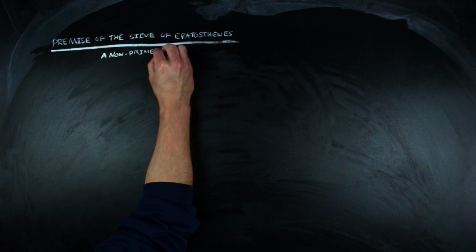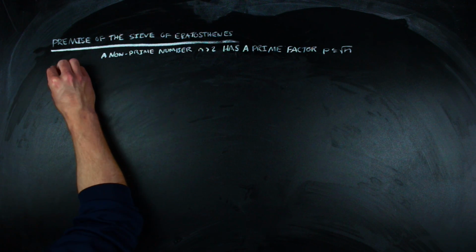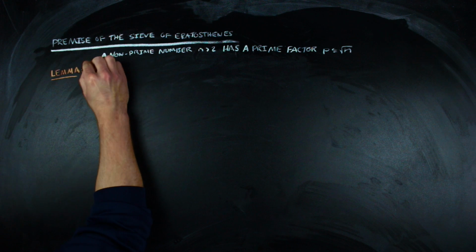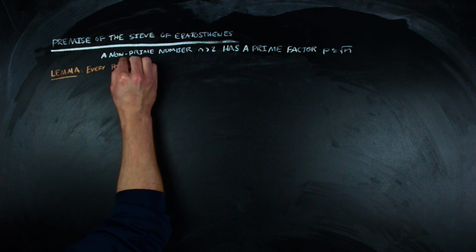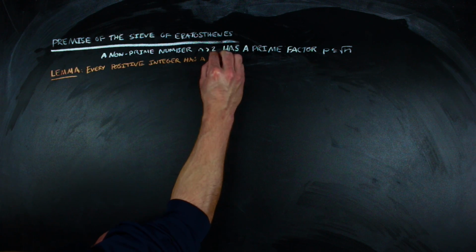The premise of the sieve is that a non-prime number n has a prime factor less than or equal to the square root of n. And that is it. It doesn't get anything greater than the square root of n. And this is the key thing, because if it did, then the sieve algorithm would not work. So let's go ahead and prove that statement. That being, a non-prime number n has a prime factor less than or equal to the square root of n.